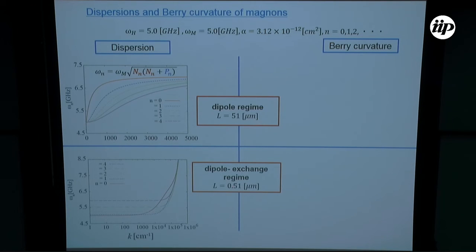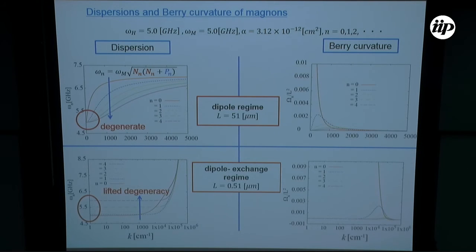And including the exchange coupling means we are considering a thinner film. So in this case, the Berry curvature has some different dependence, and in general, it is enhanced near k equal to zero. The scale is somewhat different. This is a logarithm scale, so it looks quite different, but of course not so different. But in the exchange coupling case, some peaks are somewhat changed from the dipolar regime.